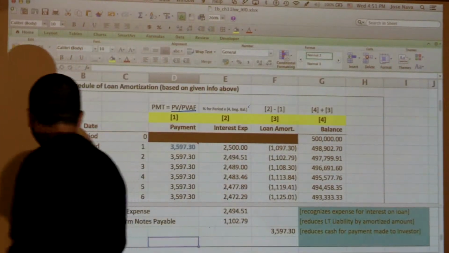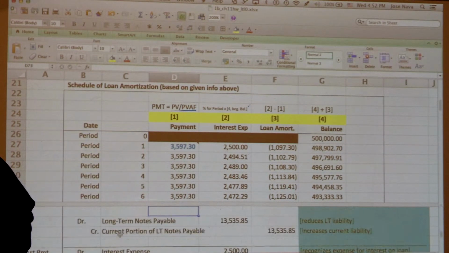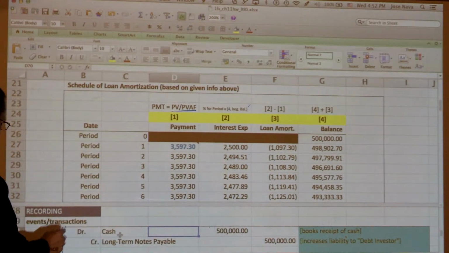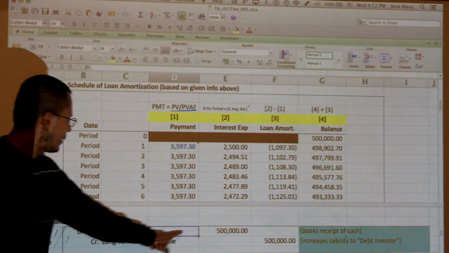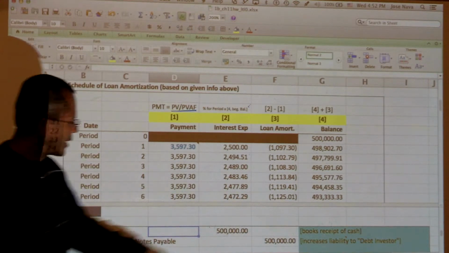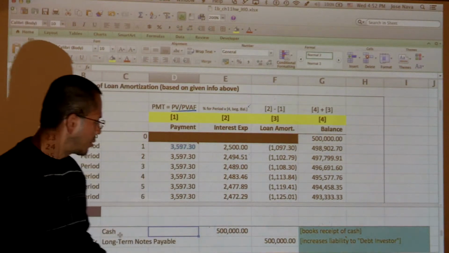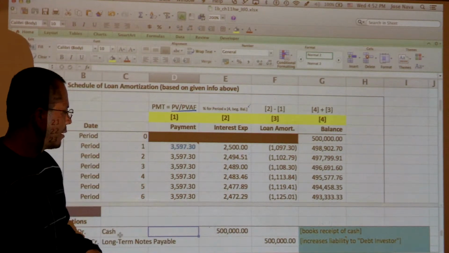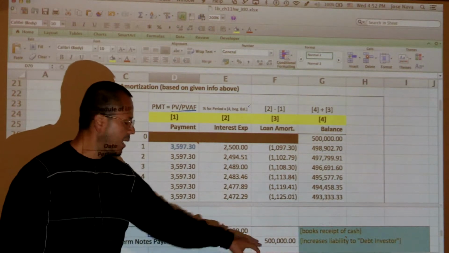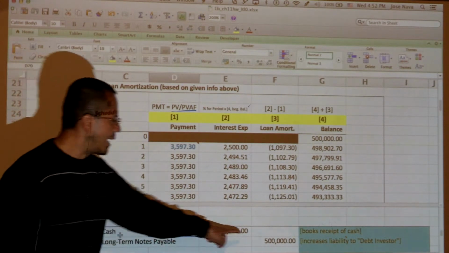One last point here goes back to the initial issuance. We remember that in the issuance on 1/1, we borrowed $500,000, cash goes up, and long-term note payable goes up as well by the same amount. Now a portion of this amount is actually due within the first 12 months of the year. That makes that portion of this long-term payable current, so it's no longer long-term. So we have to reclassify a portion of this.